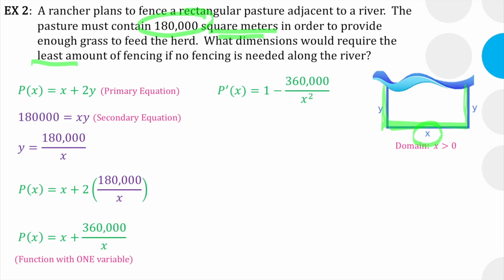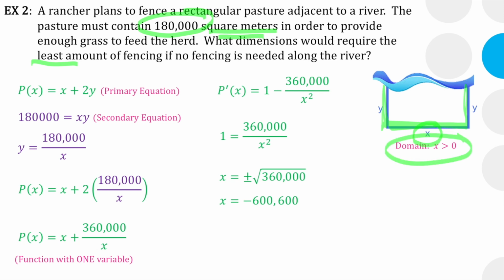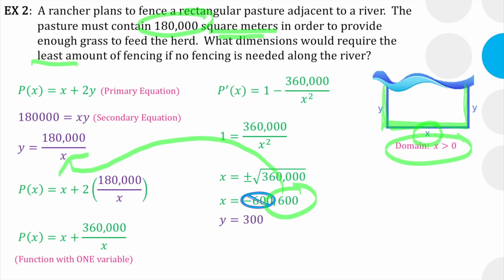Then, of course, we take the derivative. Again, if you want to pause the video and find those derivatives yourself, that's fine. I'm just going to plug through this so you can get the general idea of what we're doing. So we'll set that derivative equal to 0 and solve for x to find our critical points. So we get x is plus or minus 600. Well, this is where that domain comes in, because x can't be negative 600. So 600, that's our critical value. And if we take 600 and plug it into here, we can find our accompanying y value is 300.